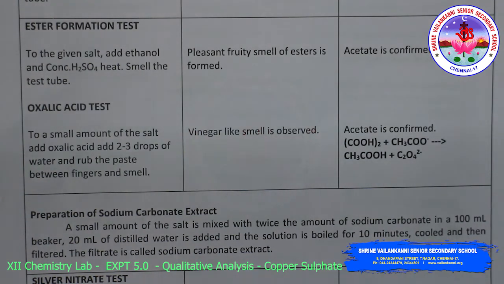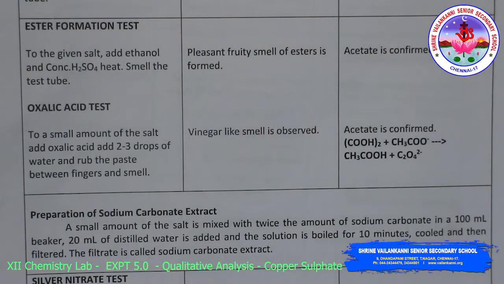Acetate is confirmed. Then the oxalic acid test. Take a small amount of substance, add oxalic acid, add 2 to 3 drops of water and rub the paste. Again observe the smell; a vinegar-like smell means acetate is confirmed.